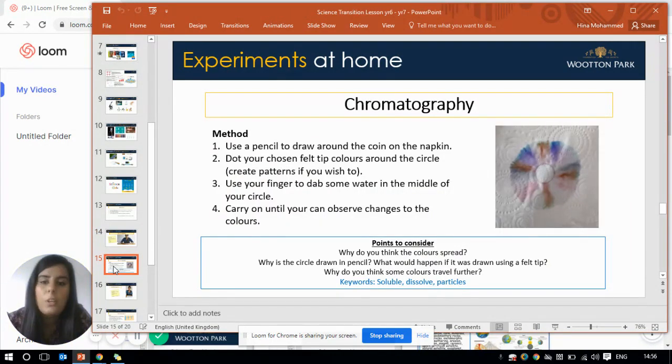Okay, so you've also got a written method available to you here for you to use. You might find that easier. So some points for you to consider, like I mentioned in that video, is why do the colours spread, why is the original circle actually drawn in pencil? What would happen if it was drawn using felt tips? And why do you think some colours travel further? I've given you some keywords for you to help you to answer these questions. You can also use the internet to research further if you wish to.